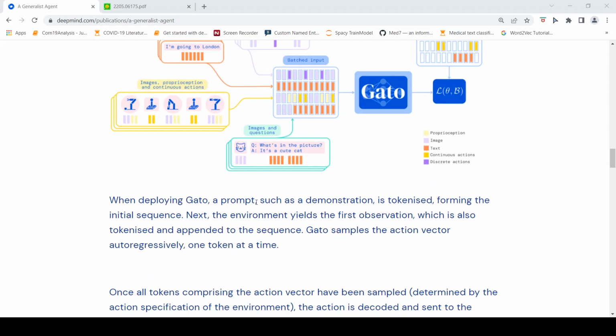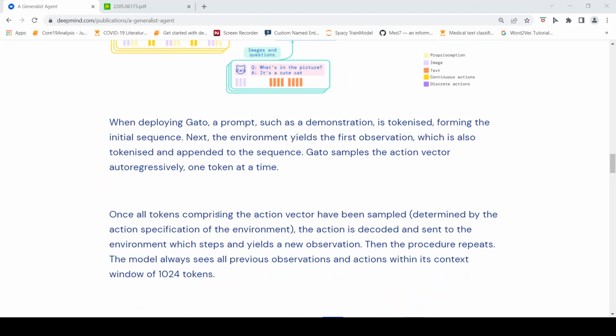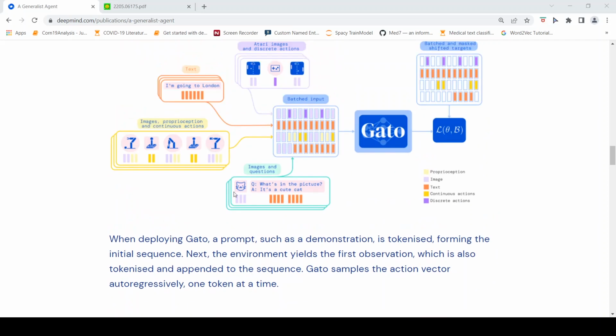When deploying Gato, a prompt such as a demonstration is tokenized, forming the initial sequence. Next, the environment yields the first observation, which is also tokenized and appended to the sequence. Gato then samples the action vector autoregressively, one token at a time. Once all tokens comprising the action vector have been sampled, the action is decoded and sent to the environment, which steps and yields a new observation. Then the procedure repeats. So there is this use of prompting also over here.